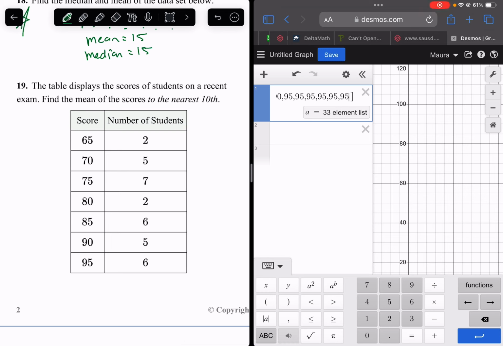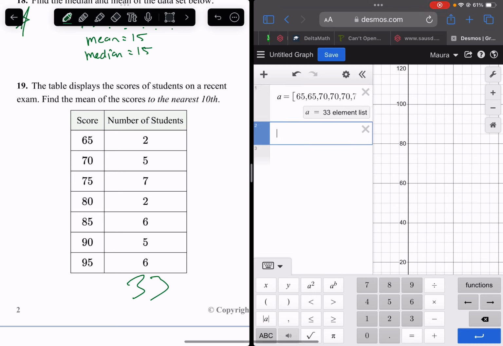Now, of course, I want to make sure I plugged everything in right. So I can see 2 plus 5 plus 7 plus 2 plus 6 plus 5 plus 6. I should have 33 data points, and that is, in fact, what I have here. I can scroll through and make sure nothing looks wonky, because you type this in quickly, so you want to always double check that you didn't type anything in wrong. Yep, looking good.